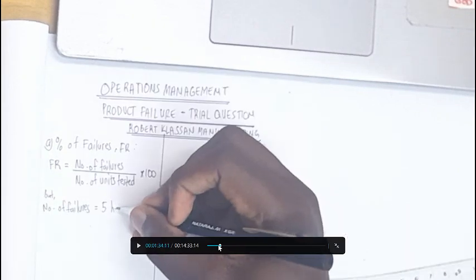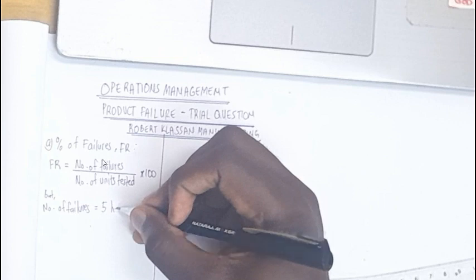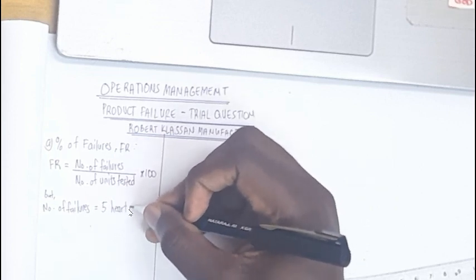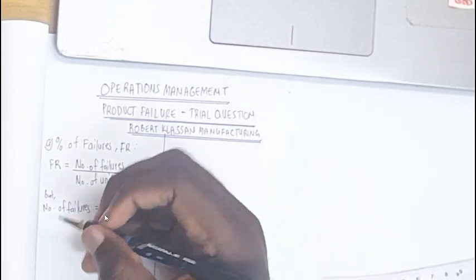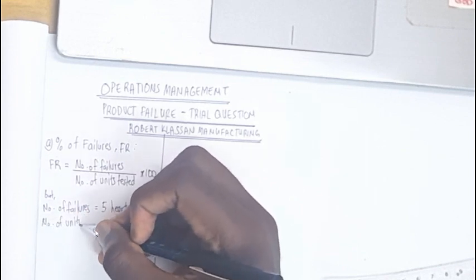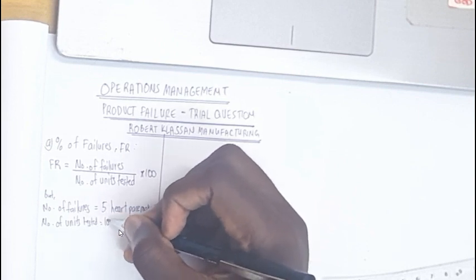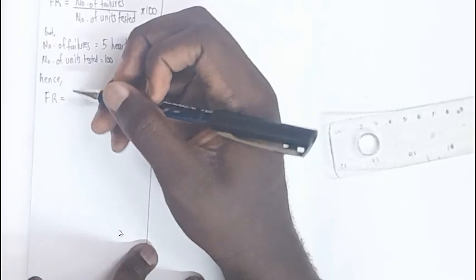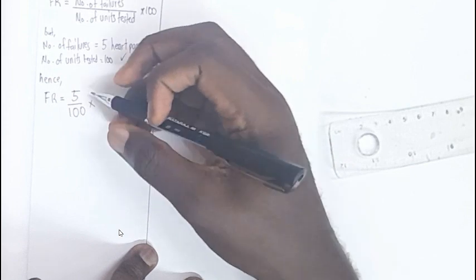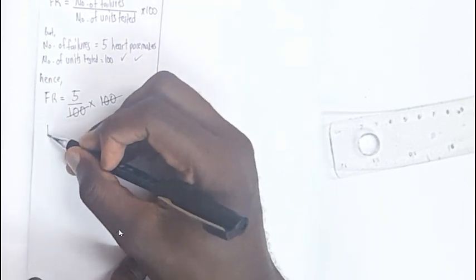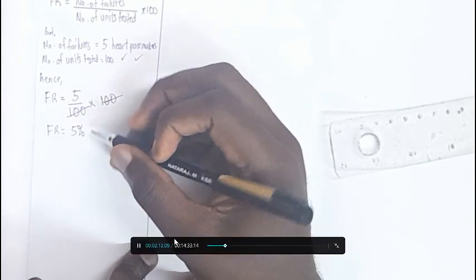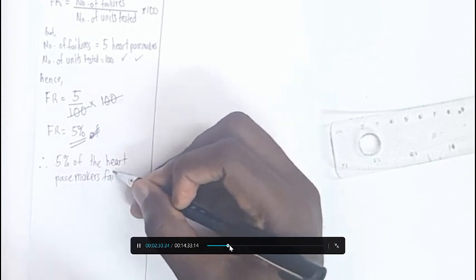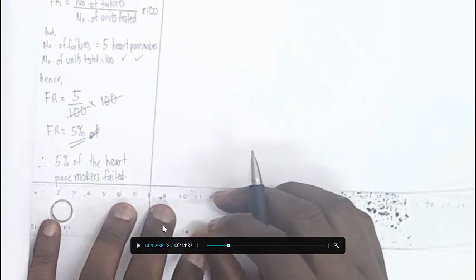So when we talk about the percentage of failures, that's denoted by FR, right? FR is given by the number of failures over the number of units tested, times 100. The number of failures were 5 heart pacemakers, and the number of units tested was 100. That gives us 5% of the heart pacemakers failed, because 5 over 100 times 100 is 5%.